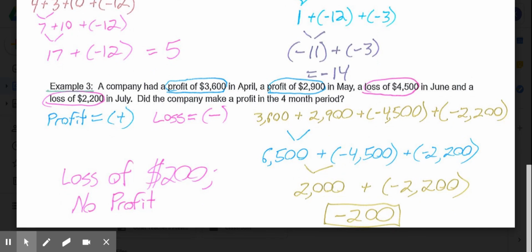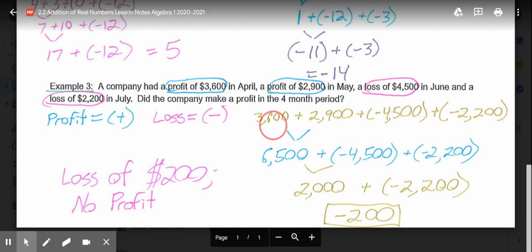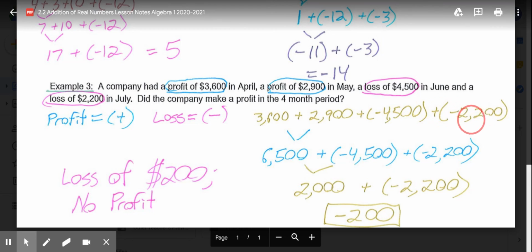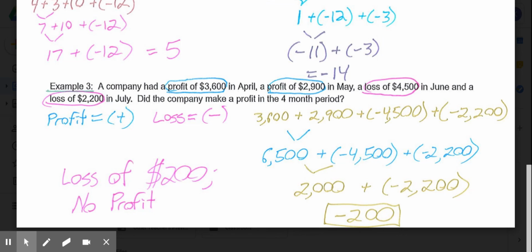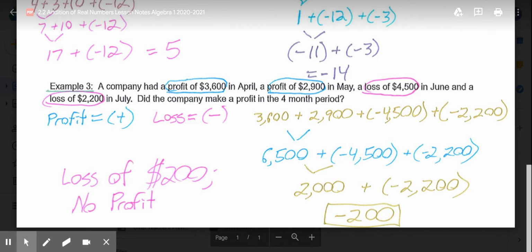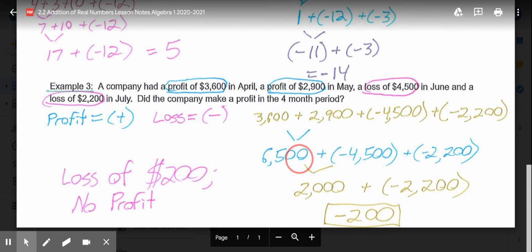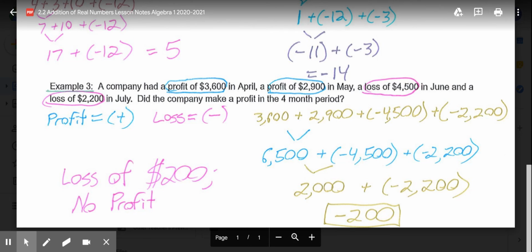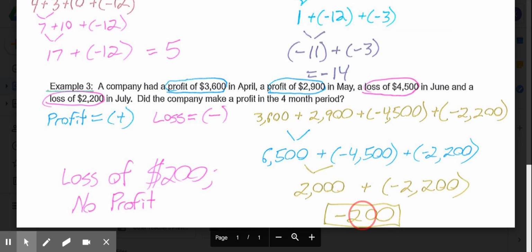So what we're going to do is add the 4 months together. 3,600 plus 2,900 are 2 profits, plus a negative 4,500 plus a negative 2,200 are 2 losses. So work that left to right, and we get 6,500 plus negative 4,500 plus negative 2,200. 6,500 plus negative 4,500 is a positive 2,000. So then 2,000 plus a negative 2,200 gives me a negative 200.